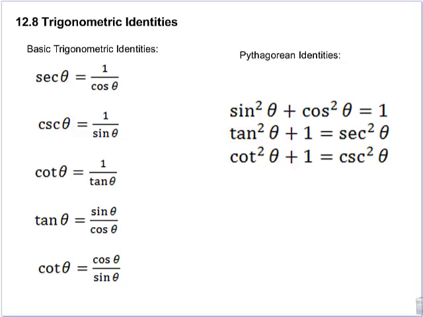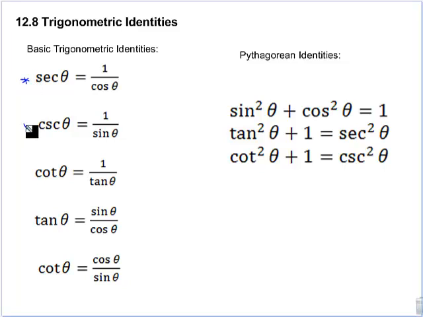So trig identities, you actually know the whole left side. You know the basic trig identities already. We've been talking about these now for a few days. So you probably don't need to write those down because you should already have them down somewhere. But we know that secant of theta is the reciprocal of cosine, so it's 1 over cosine.